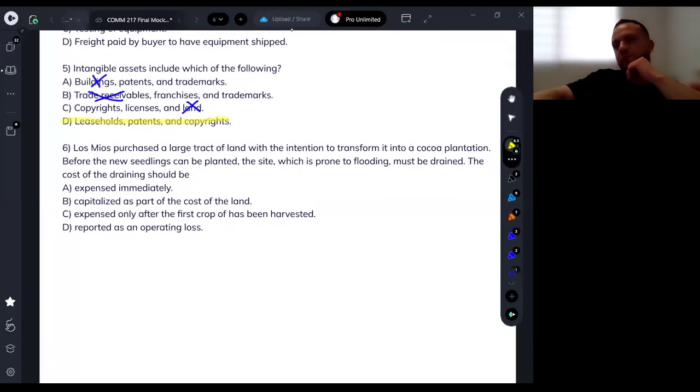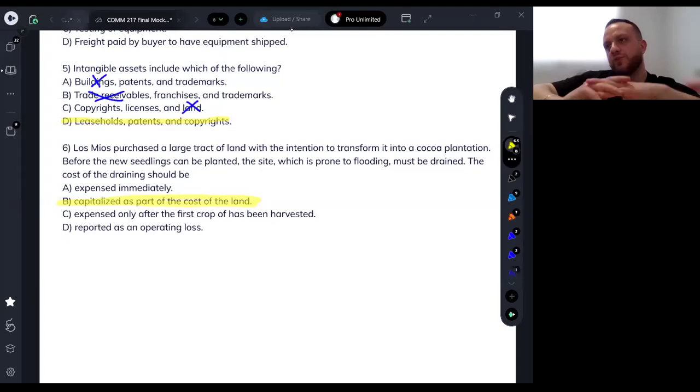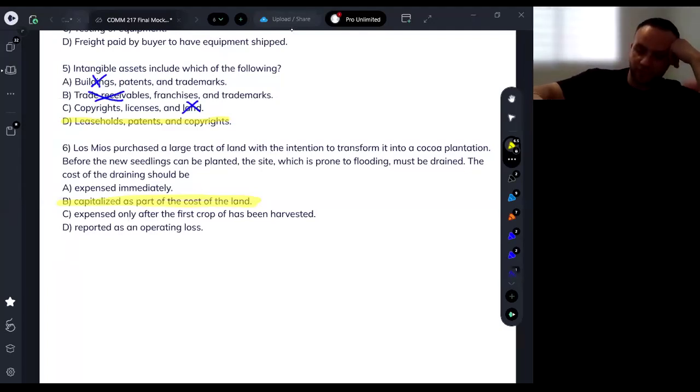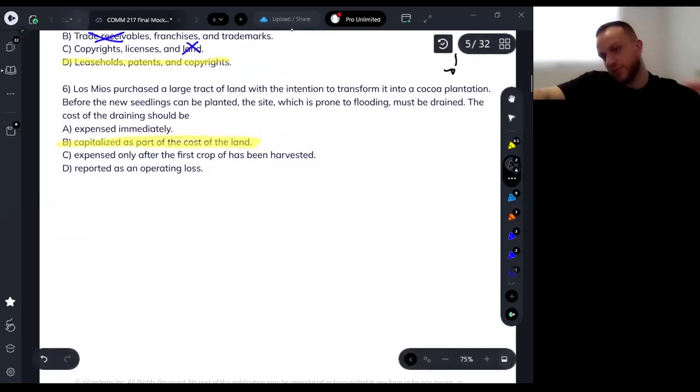These people purchased a tract of land with the intention to transform it into a cocoa plantation. Before the new seedlings can be planted, the site, which is flooded, must be drained. The cost of the drainage should go to the cost of land. So the whole idea is, you have to first drain this flood, and that is basically getting the land ready for use. So this goes to land because you're getting the land ready for its use. Any questions?